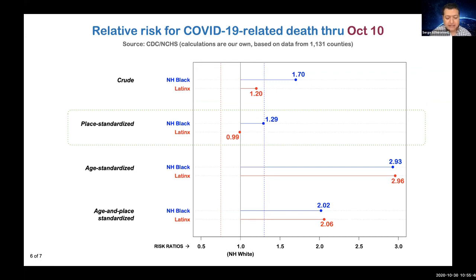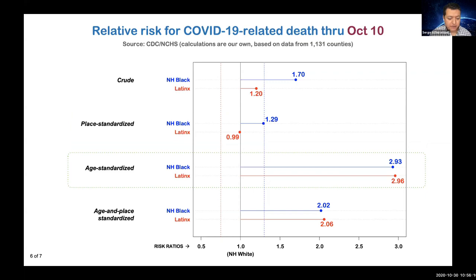And we suspect that this is because these two groups, Blacks and Hispanics, may be more concentrated in the counties and cities where we find the highest COVID caseloads and the highest numbers of COVID deaths.